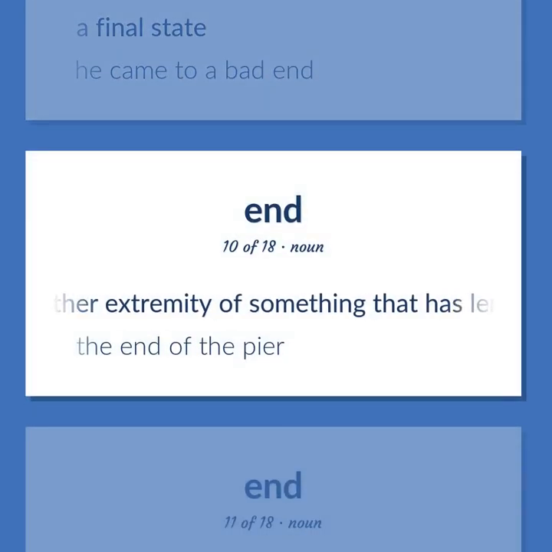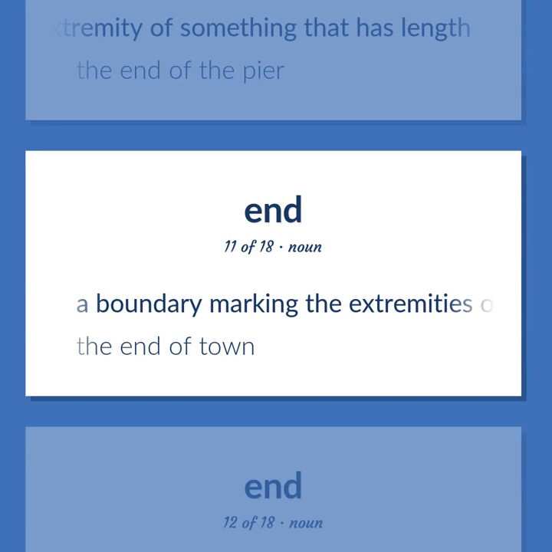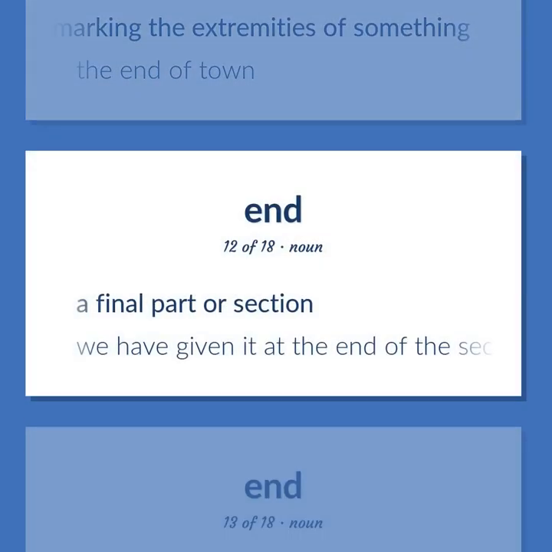Either extremity of something that has length. The end of the pier. A boundary marking the extremities of something. The end of town. A final part or section. We have given it at the end of the section since it involves the calculus.